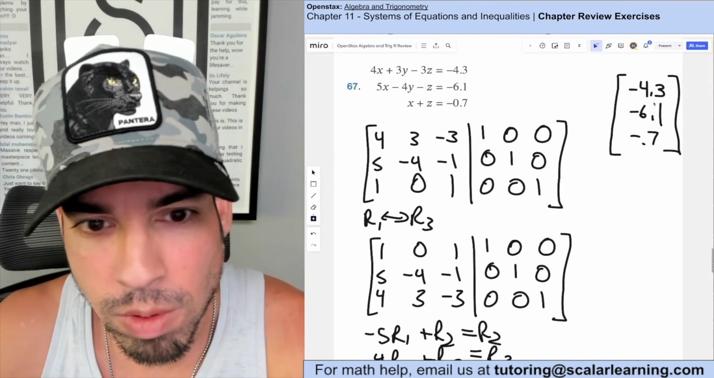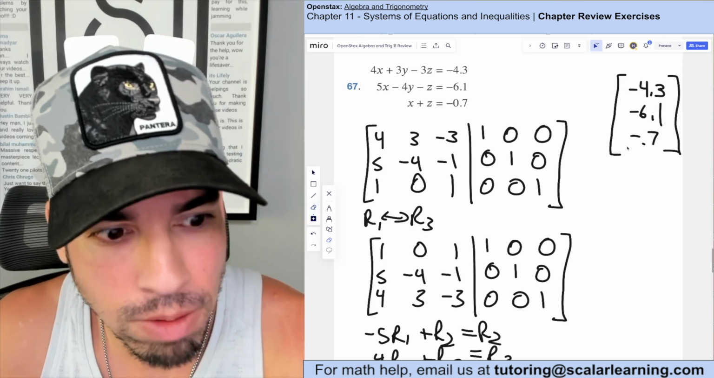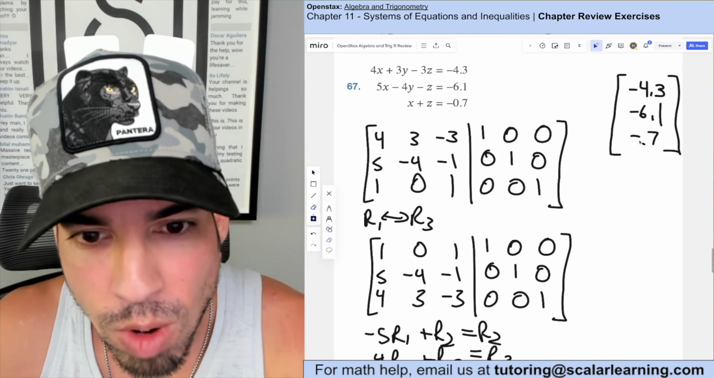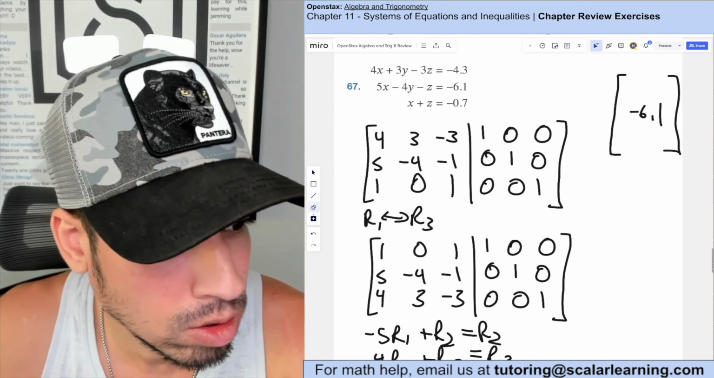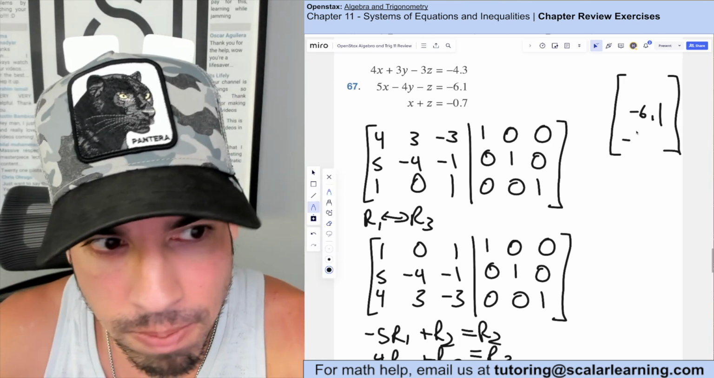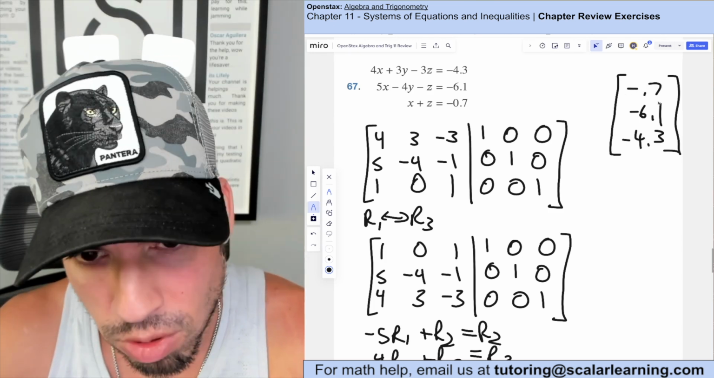Now, one thing to remember, though, is we did swap row 1 and row 3, and I should have mentioned right off the bat, we need to swap these two values as well. So negative 4.3 then goes to the bottom, right? And negative 0.7 goes to the top. Very important. Okay, let's bring it down.